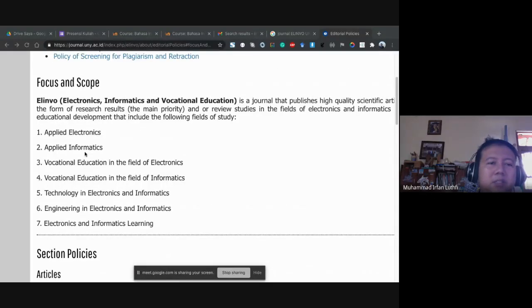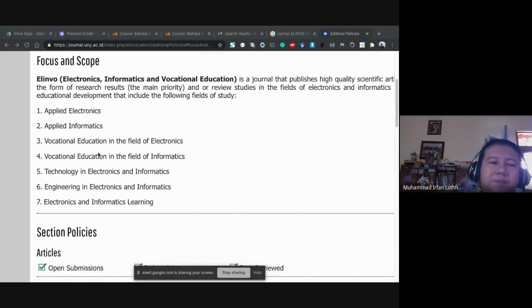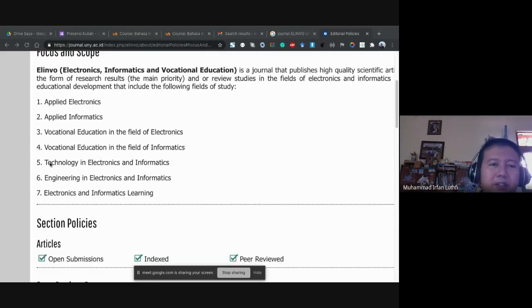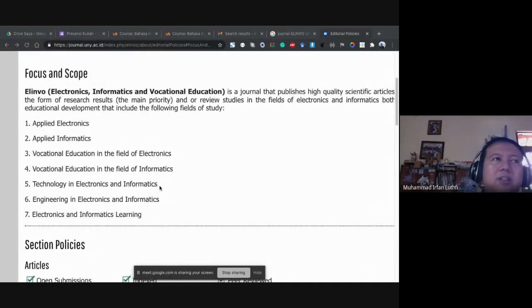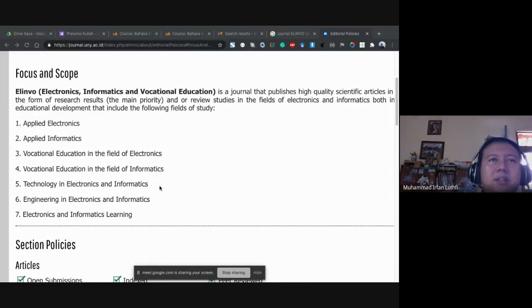Yeah, you can choose this focus. Applied electronics, okay. Applied informatics also is okay because you use computer vision or maybe the MATLAB function. And you can choose the technology in electronics and informatics also, and the engineering in electronics and informatics also. So you have a 4 here. So this is our goal. So just prepare your new article, okay?